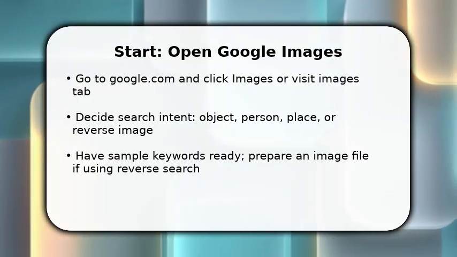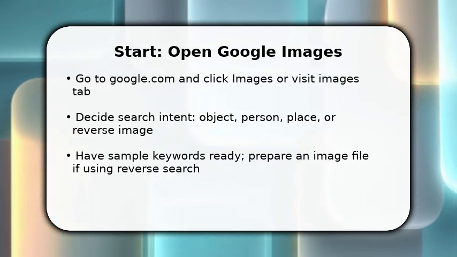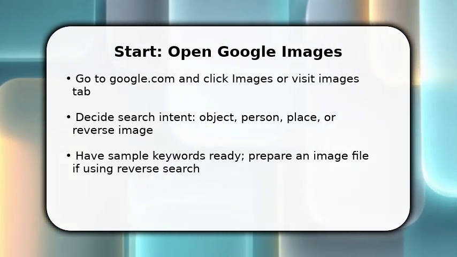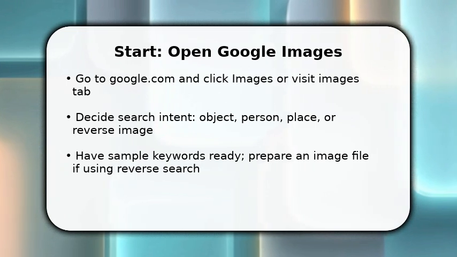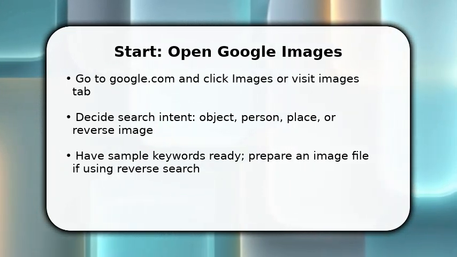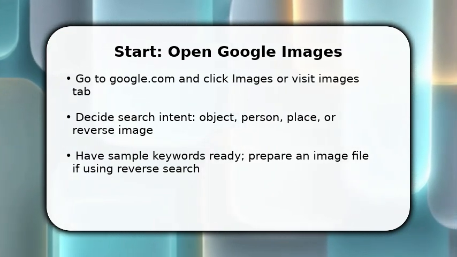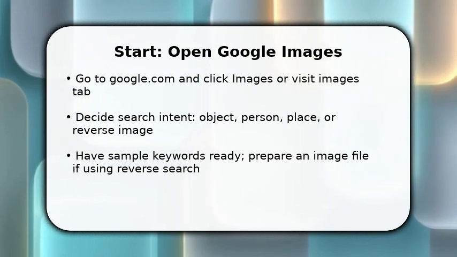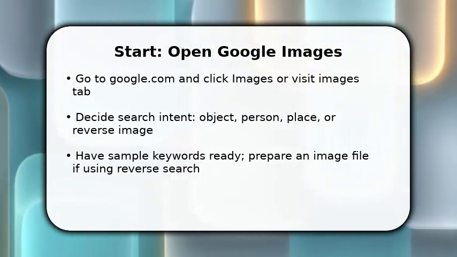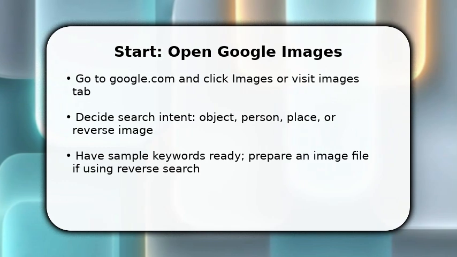You start by opening Google and choosing images. This gets you into the photo search interface immediately. Type concise keywords describing what you want, nouns first, then modifiers like color or location, because search weight favors primary terms. If you plan a reverse image search, click the camera icon and choose Upload or Paste Image URL.